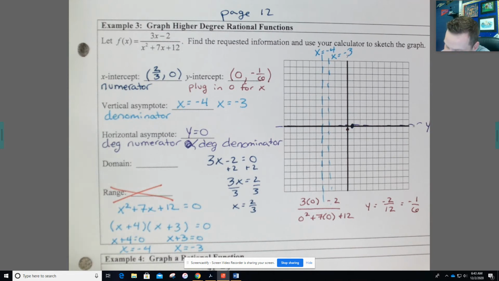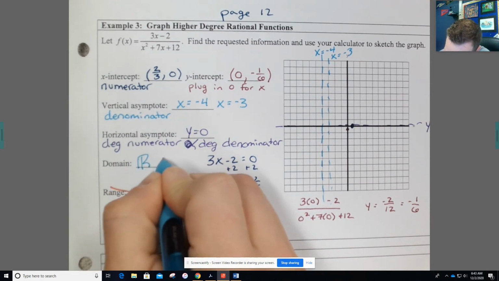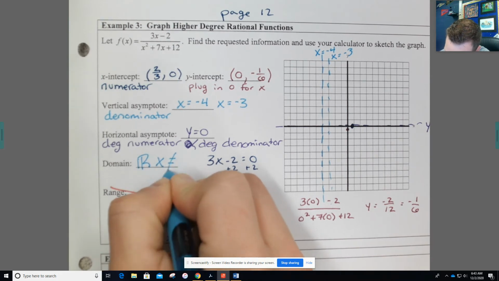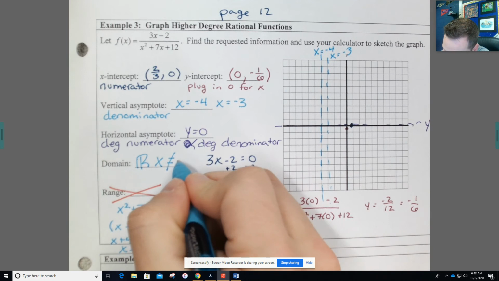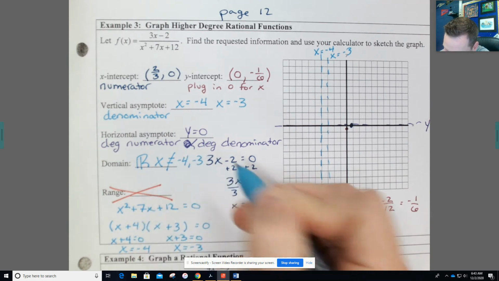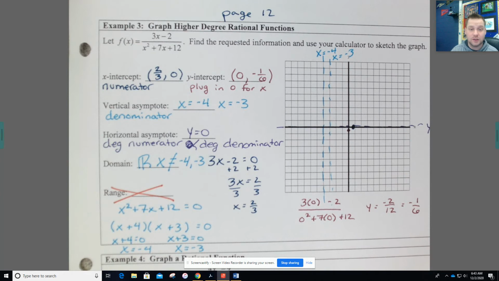Last thing we need is domain. Remember, your domain is always all real numbers, and then it is x cannot equal whatever our vertical asymptotes are. So in this case, I got a -4 and a -3. Okay, so that's all information you need to be able to find on your own. You just need to be able to do that.